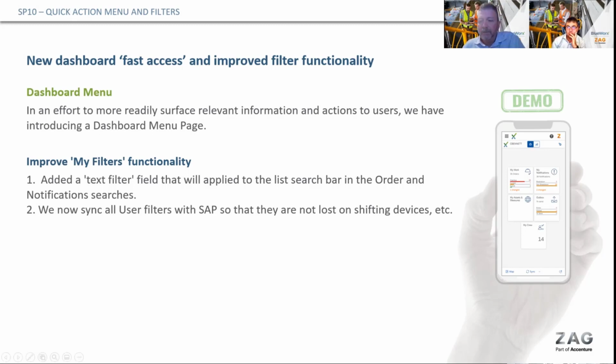And the next item is we've made some improvements to the filter functionality that occurs in the order list, notification list, that you can now filter based on text as well as all the other values that are available there, and you can save that filter to readily apply it. Just gives you a little bit more flexibility in the type of filters that you build and save.